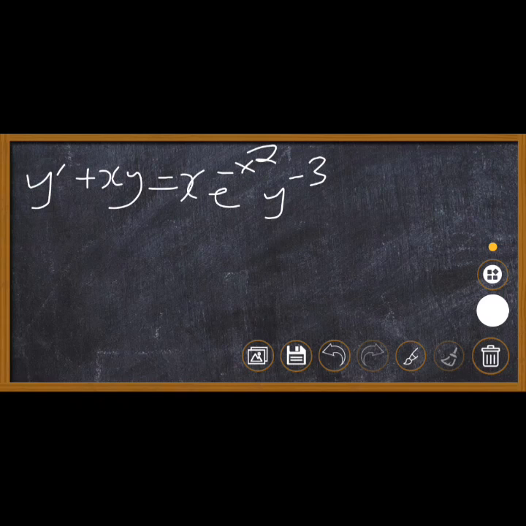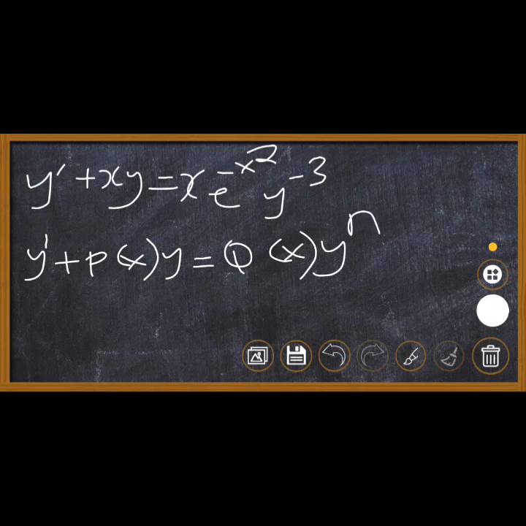So how can we go about this one? The first step is identifying what? Is identifying your value of n, the value of the function q of x and p of x. So in this case, remember our function was y prime plus p of x y equated to q of x, what? y raised to power n. So let's identify the values.